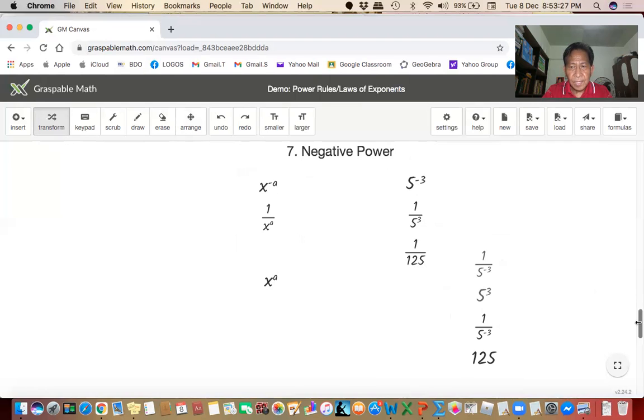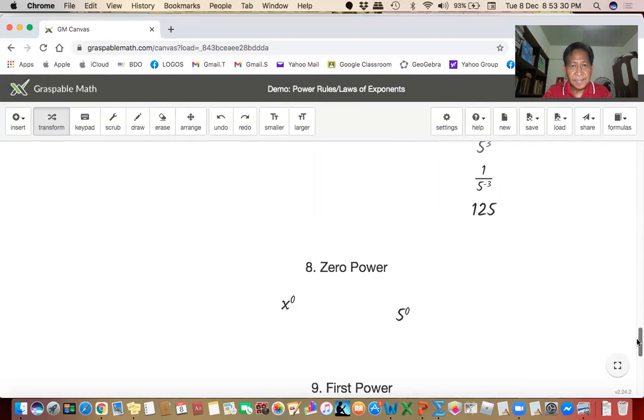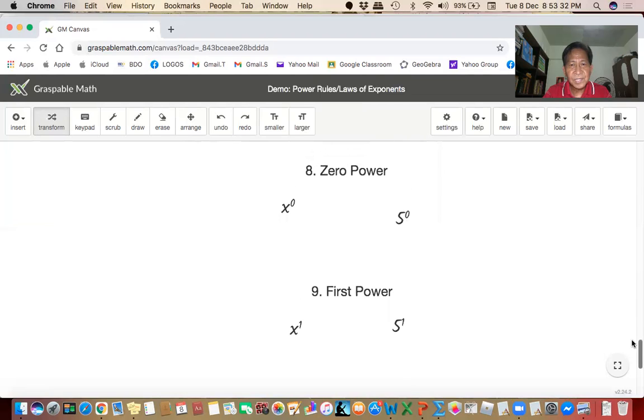All right, I think we're down to the last two rules. These are relatively easy: zero power and first power. All right, observe what happens when an expression is raised to zero power. All right, that always happens to anything which is raised to zero power. No matter how complicated the expression is, whether it's positive or negative, as long as it's raised to zero power, then that's what happens.